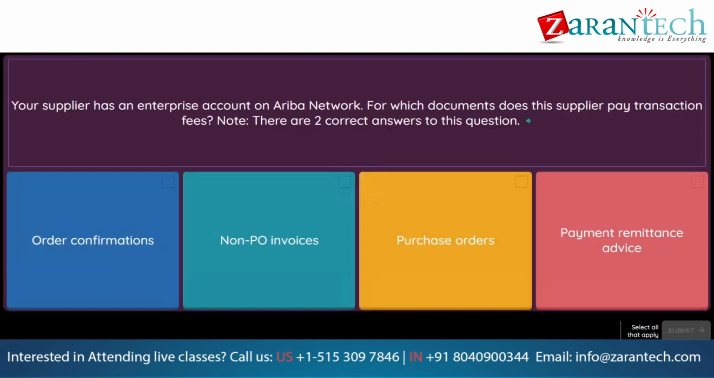Question: your supplier has an enterprise account on Ariba network. For which documents does the supplier pay transaction fees? Note: there are two correct answers to this question. Option 1: order confirmations. Option 2: non-PO invoices. Option 3: purchase orders. Option 4: payment remittance advice.